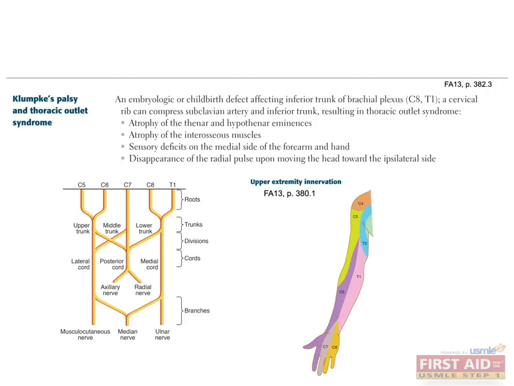As the C8 and T1 dermatomes are on the medial side of the arm, the compression also leads to sensory deficits of the medial forearm and hand. Finally, and likely the most interesting of all, is that the radial pulse actually disappears when you move your head toward the ipsilateral side of the cervical rib. The syndrome can also result in damage to the lower trunk of the brachial plexus, leading to Klumpke's total claw, which we'll discuss in a second.